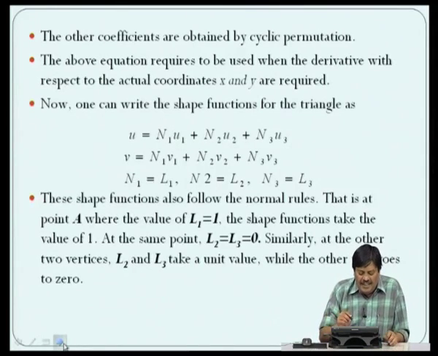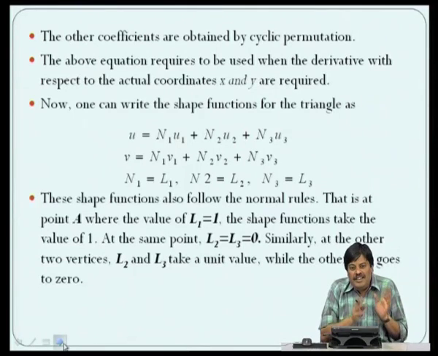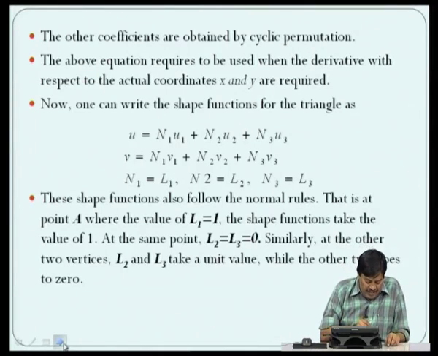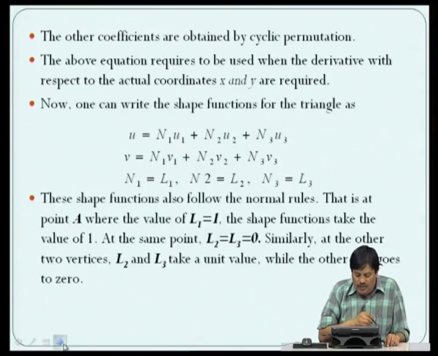Basically, the above equation will be used when we want to find the derivatives, because in most of our B matrix we need dN by dx with respect to x. When we have the area coordinates L, we need to use this expression to get the derivative with respect to x. So that is why we need these relations. This is more convenient to do that.